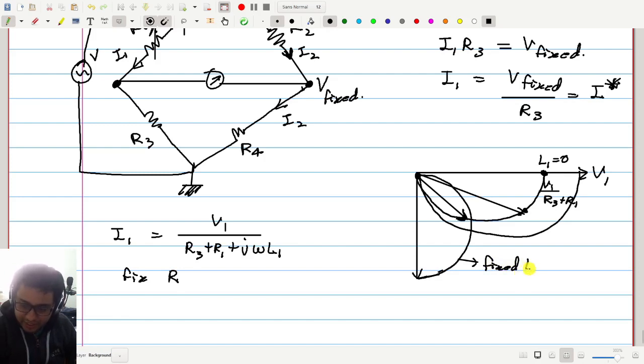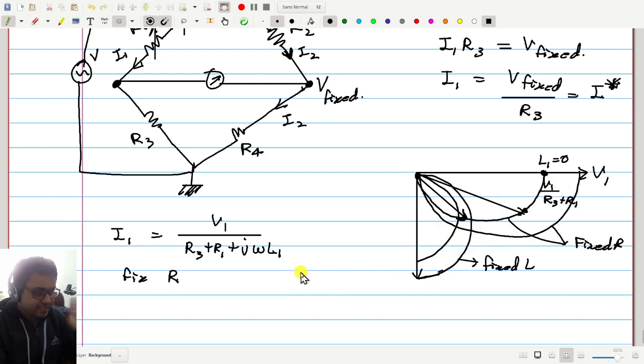Inductance. Fixed L varying R, absolutely right, fixed L, and these curves are for fixed R. Now if I start with a different value of L and change my resistance, I will move in this way. So these are the paths through which I move when I keep one fixed and change the other. So far, so fine.